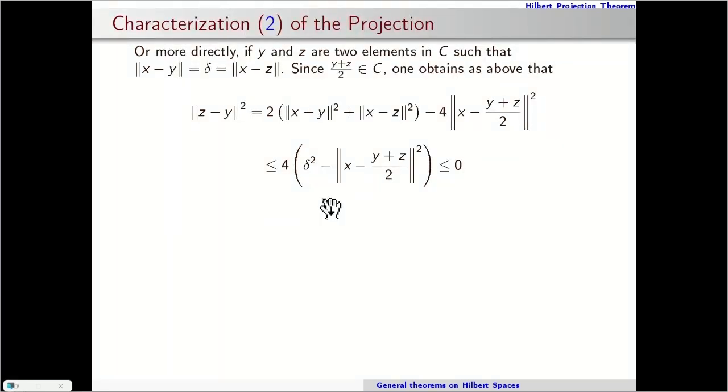So more explicitly, let us write the parallelogram identity for the vector x minus y and x minus z. As previously, this convex linear combination is in C, so its distance to x is greater than delta. And here we have norm of x minus y equal delta, so delta square plus delta square times 2, so 4 delta square minus something greater than delta square is negative or 0. So the norm of z minus y has to be equal to 0.